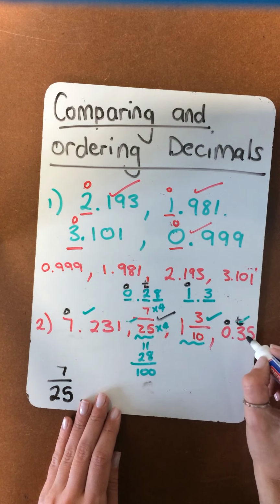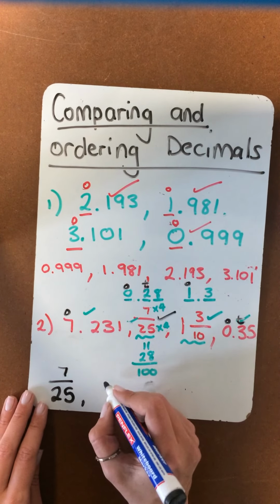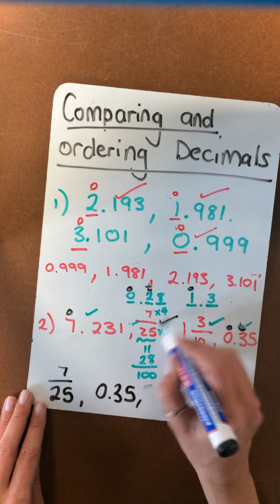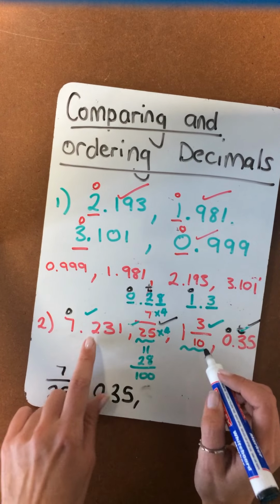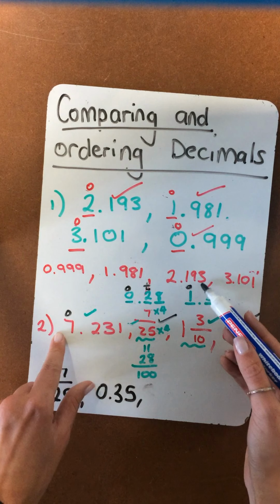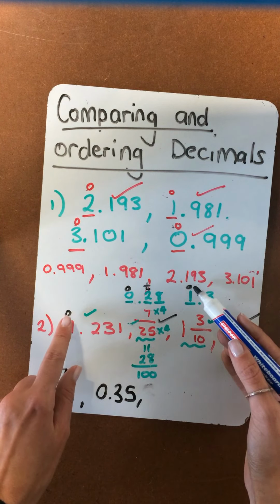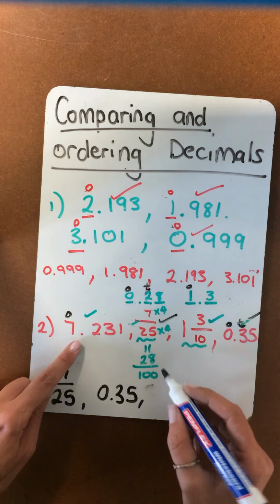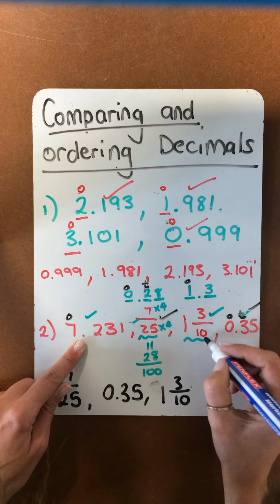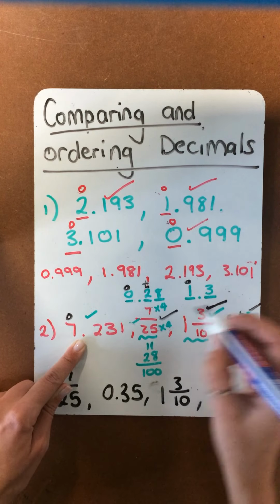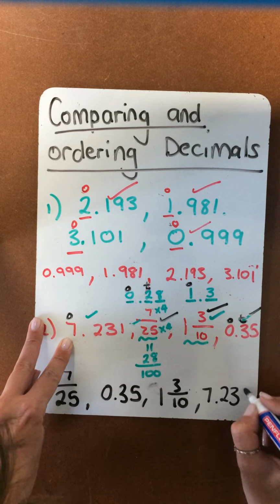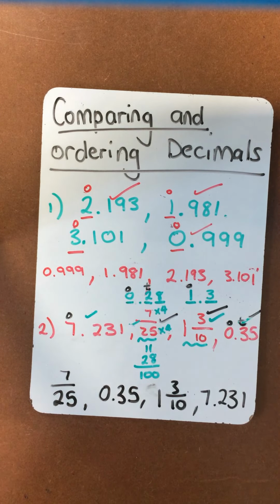I know that one's the smallest, and that means that this one is the second smallest, 0.35. Right, so I've used that one and I've used this one. So I have these two left, 1.3 and 7. So I'm looking at my ones place, 1 and 7. 1 is way smaller than 7, so I'm going to put 1 and 3/10 next. 1 and 3/10 is next. So I've used that one, and last of all I have 7.231, which is the biggest decimal.